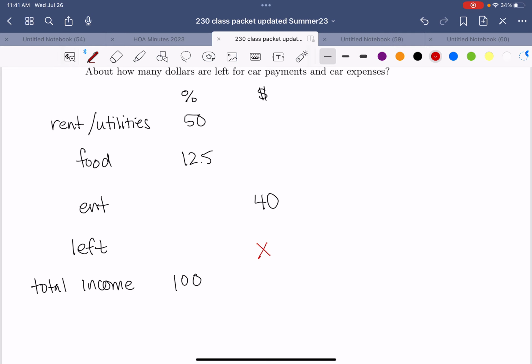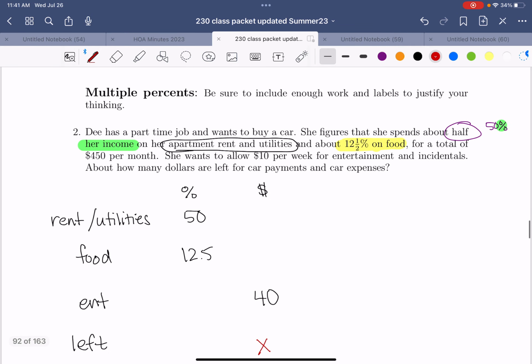Now there's one other one that we didn't put in here, and that was the $450 a month. The reason for that is because that $450 refers not to your rent and utilities or food separately, but both of them together, right? Apartment rent and utilities, and about 12.5% on food, for a total of $450 per month. So together, this has to be $450.